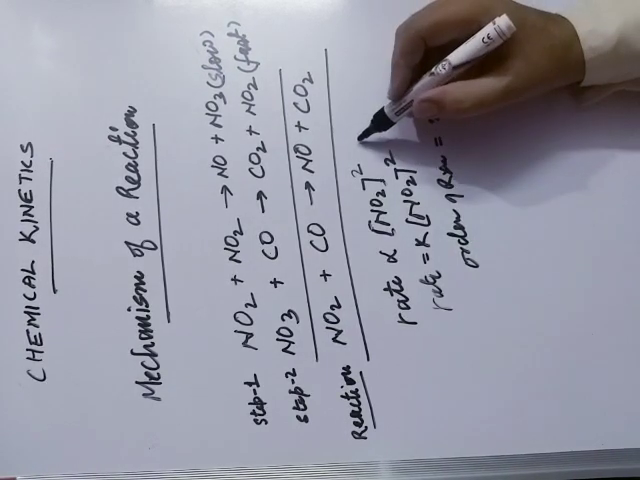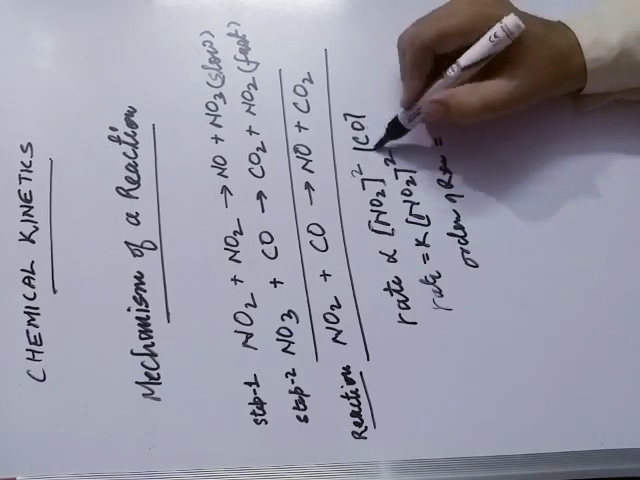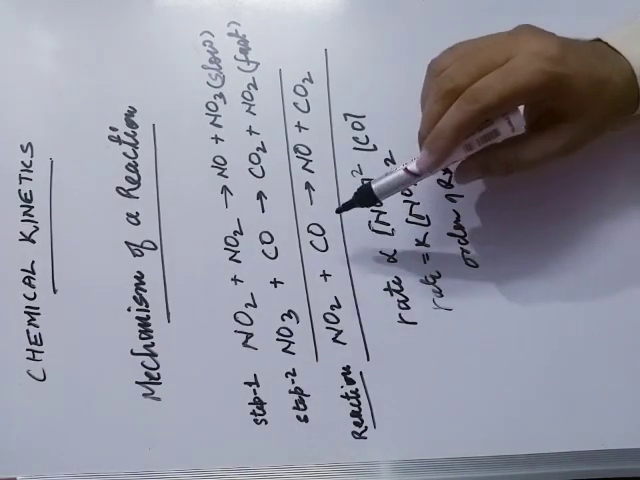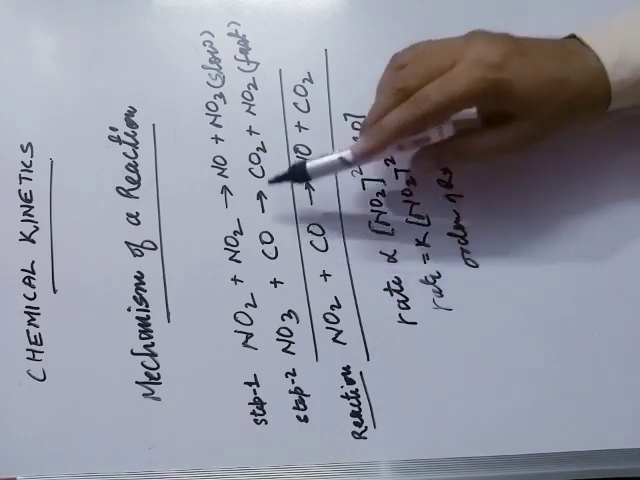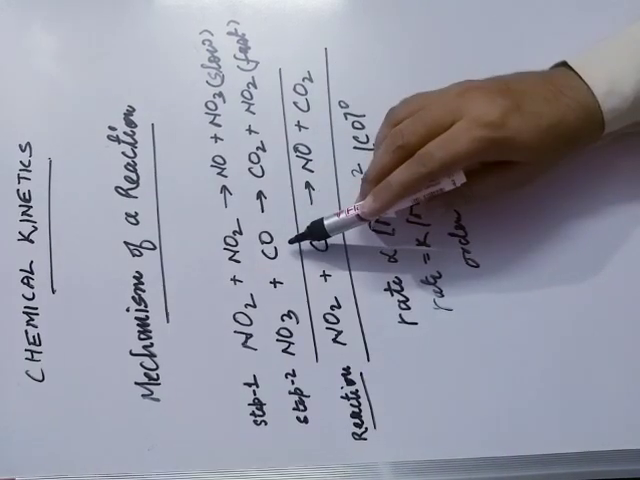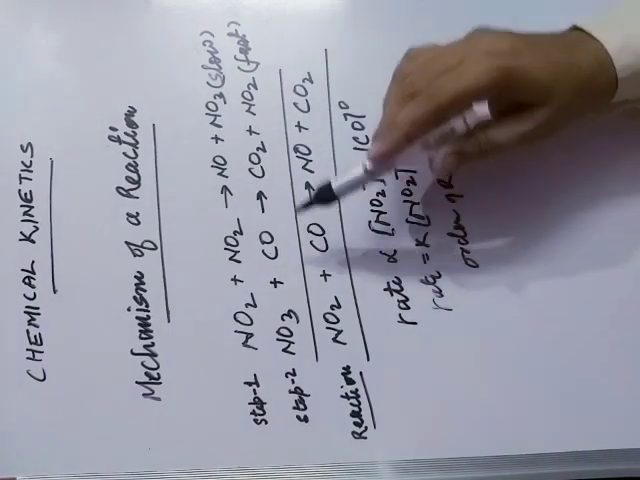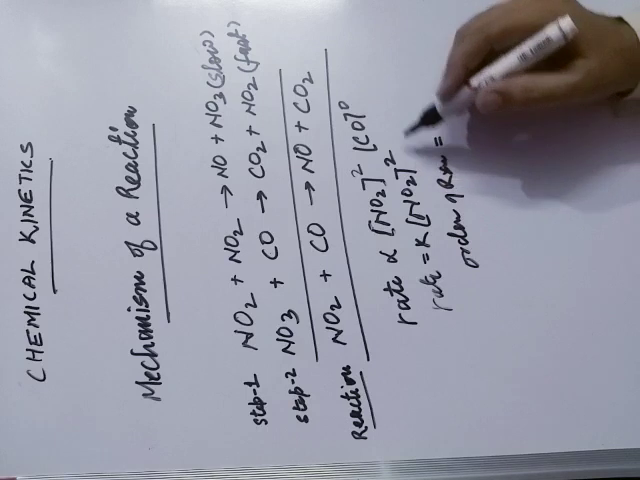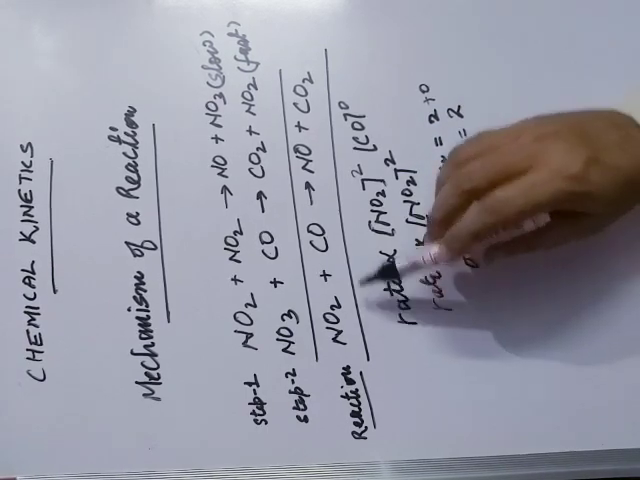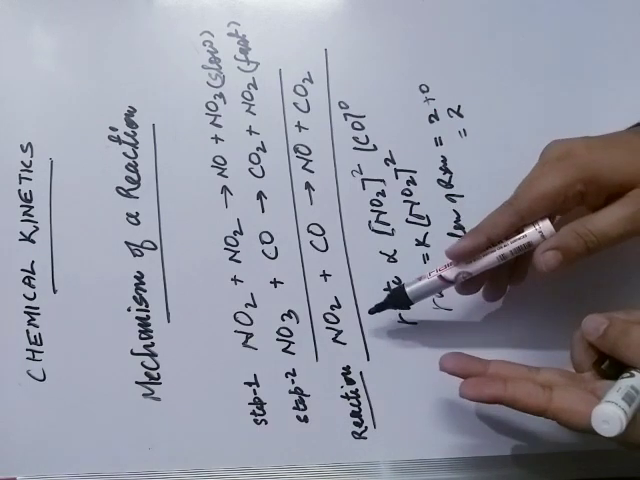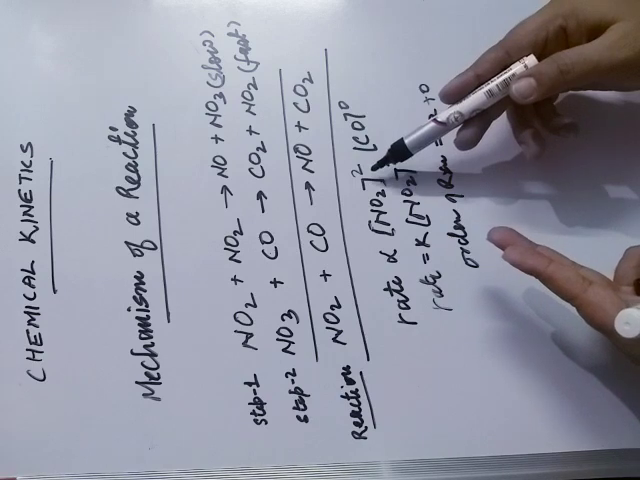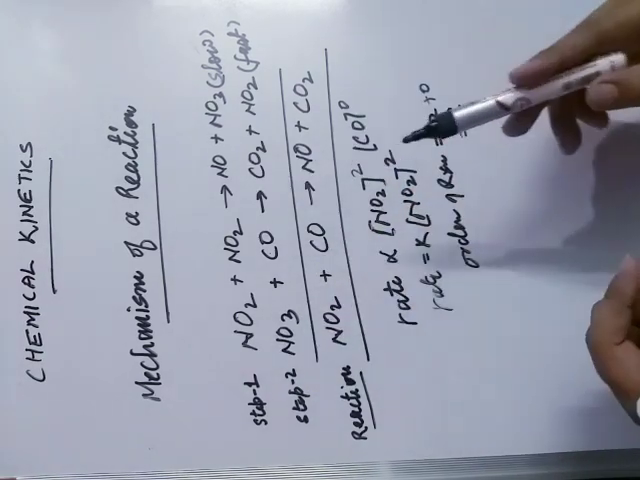If we want to consider carbon monoxide also, because it is also a reactant, carbon monoxide is not taking part in the slow step, so its power will be 0. Carbon monoxide takes part in the fast step, so its power will be 0. Then 2 plus 0 will be equal to 2. So if you see the reactants, you will find only one NO2, but here the power is 2. That can be explained on the basis of the mechanism.